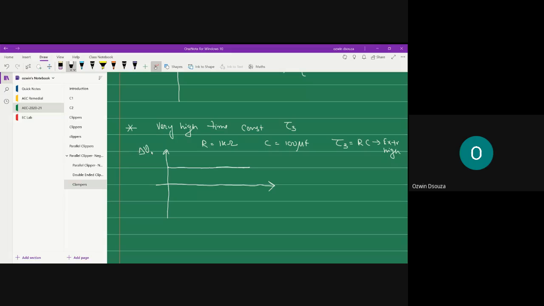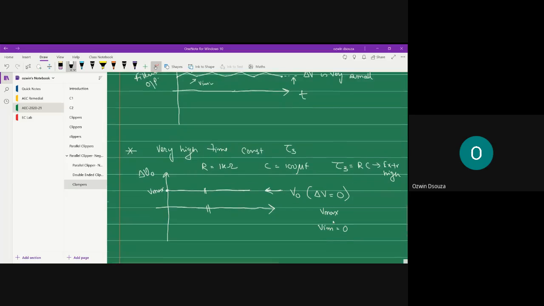So this is your delta V naught. This is your V naught, where delta V is equal to 0. That's because there's nothing like minimum and maximum. The waveform is almost staying constant. So when the waveform is perfectly a straight line, parallel to the x-axis, delta V becomes 0. That's because V maximum exists, but V minimum in this case is 0. So what have you achieved basically? By increasing the time constant, you have achieved a pure DC.